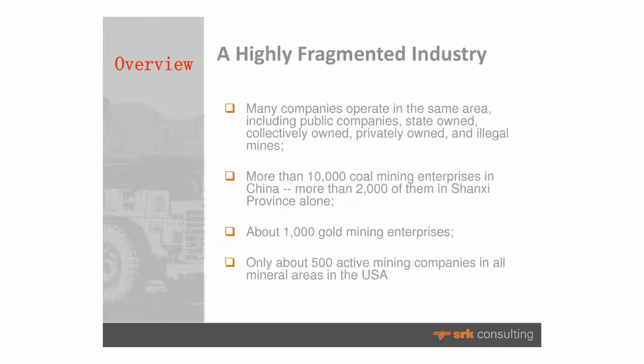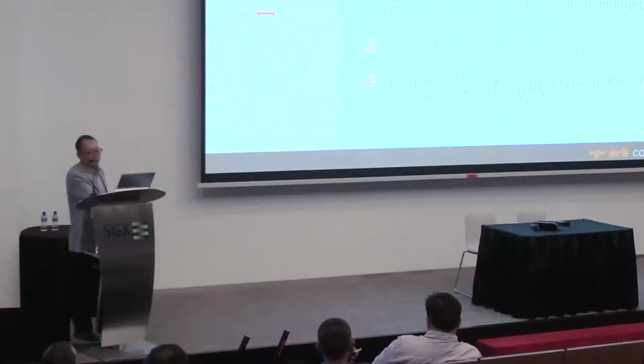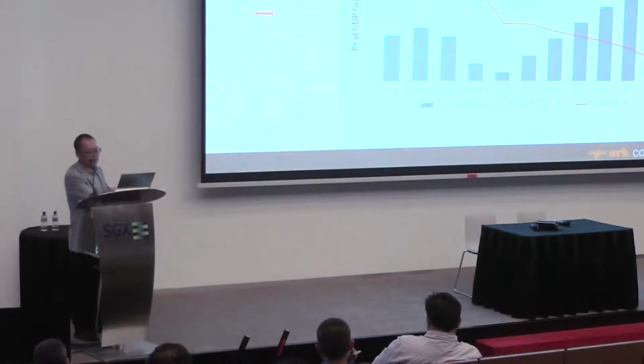In the United States, altogether, they probably only have 500 active mining companies in all mineral areas. So they only got 500. And in China, for gold mining, we already exceed 1,000. So the numbers here say that the mining industry in China is highly fragmented.